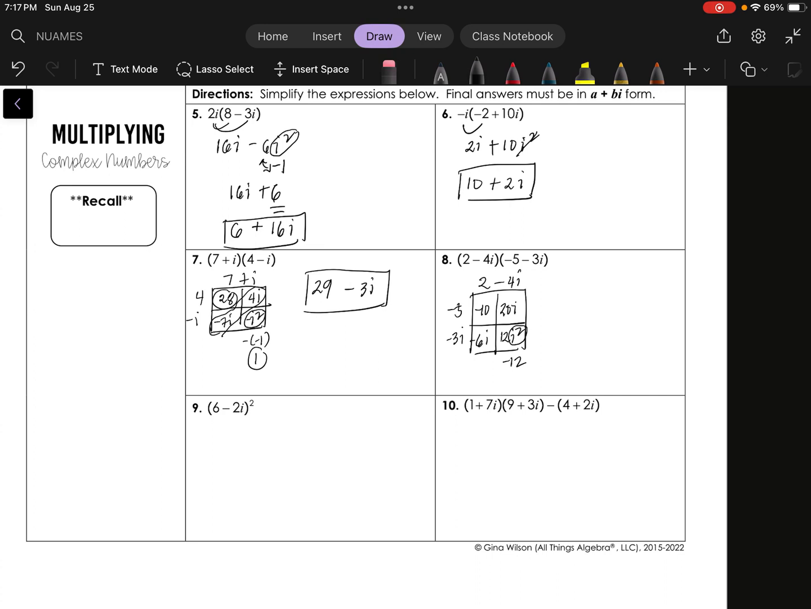So we combine the real parts first. We have negative 10 and negative 12. That gives you a sum of negative 22. And then we have 20i minus 6i. That gives you a sum of 14i. That'll be your simplest form.